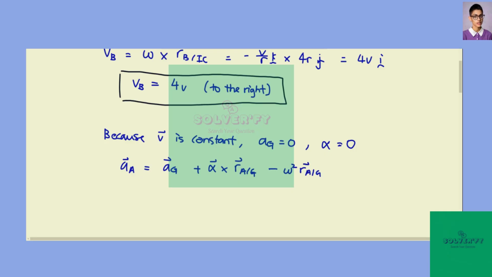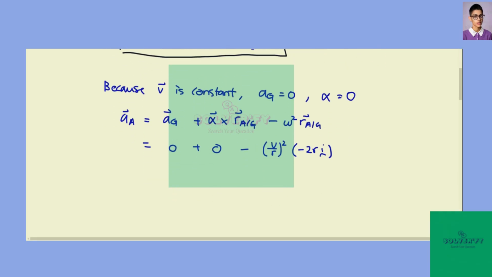Okay, the first two terms are 0, and then omega is V over R, and then you square it, and the position vector of A relative to G is minus 2R i. So this gives 2V squared over R i.